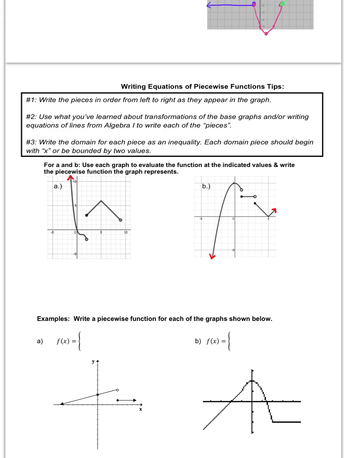The next part we have is writing piecewise functions. So it's write the pieces in order from left to right as they appear in the graph. Use what you've learned about transformations of the base graphs and or writing equations of lines from Algebra 1. You've learned it in Algebra 2. To write each of the pieces, write the domain of each piece as an inequality. Each domain piece should begin with an x or be bounded by 2 values. So for A and B, use each graph to evaluate the function as the indicated variables and write the piecewise function.